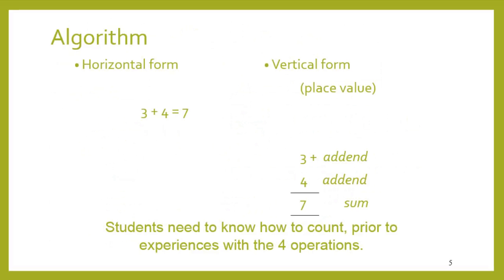We do tend to write things horizontally because it uses up less space on the paper, but we want to use also the vertical form because this is important when we go to teach the algorithm and adding numbers with more than one digit. We need to write them down one under the other with the units under the units, the tens under the tens, the hundreds under the hundreds, and so on. So we'd write the 4 under the 3. 4 and 3 give you 7. We've got the answer, the sum of 7.